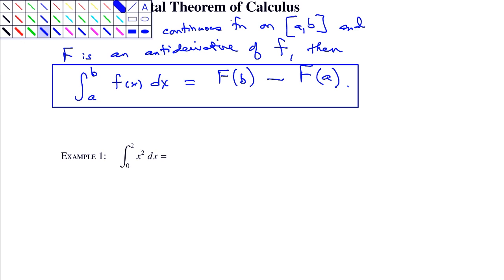What is the integral from 0 to 2 of x squared dx? So the first thing you need to come up with is an antiderivative of x squared. So we'll just use those rules that we learned the other day. Raise the power by 1, divide by the new power. So the antiderivative of x squared is x cubed over 3.